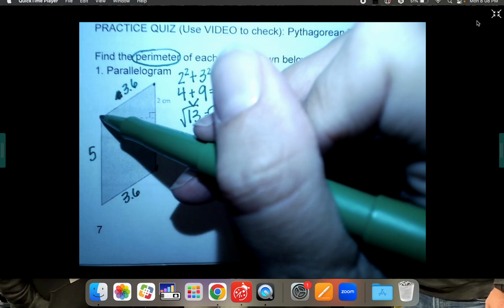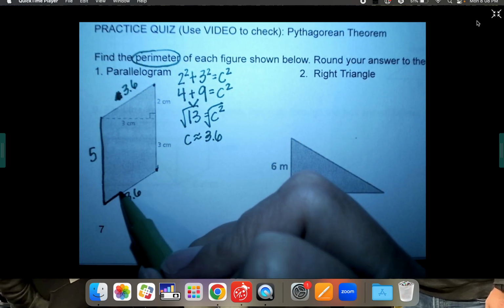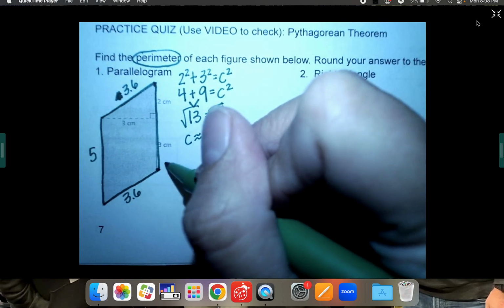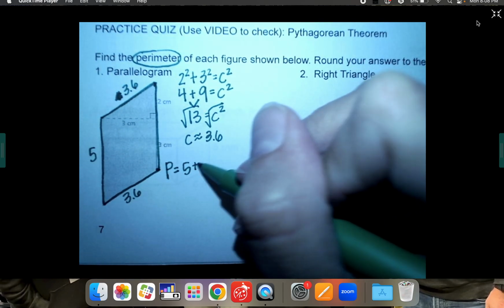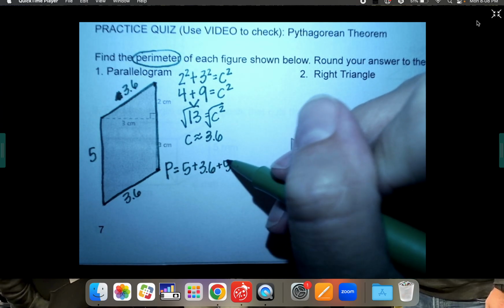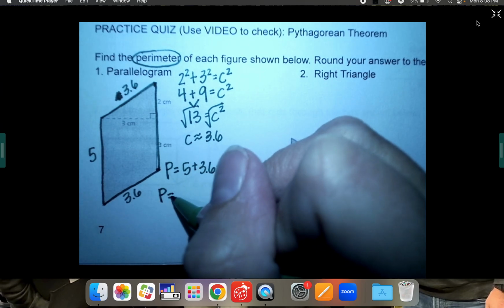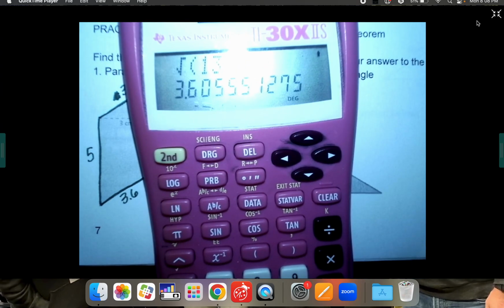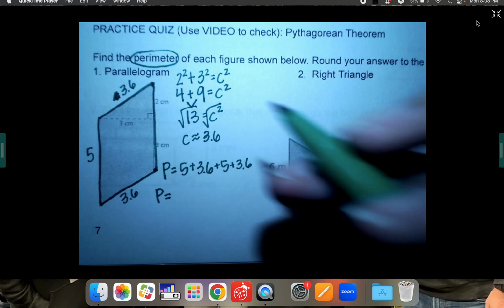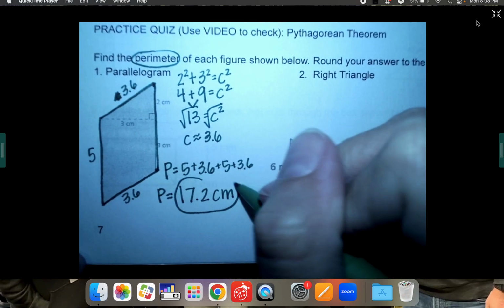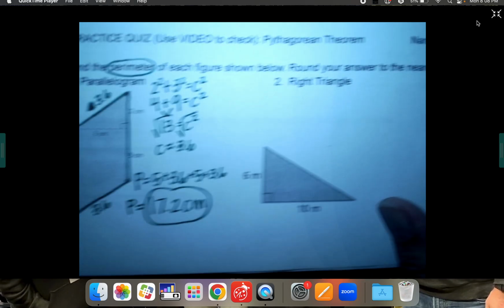So I need to add 5 plus 3.6 plus 5 plus 3.6. So the perimeter is 5 plus 3.6 plus 5 plus 3.6. Perimeter equals whatever that total is. So 5 plus 3.6 plus 5 plus 3.6, and that is 17.2. So 17.2 centimeters is the perimeter around that parallelogram.